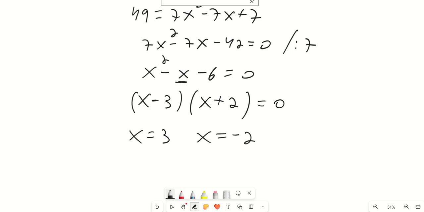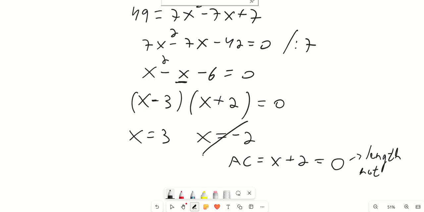And I strike down this solution. It is not possible because I can notice that AC has a length of x plus 2, and then if x equals negative 2, this will be 0, and of course length cannot be 0. This is why this solution is not possible. So this is the solution for part C1.